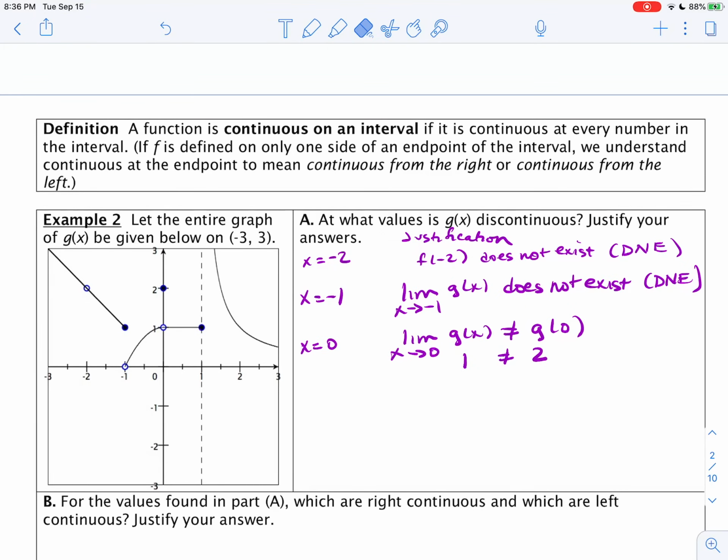Hopefully that's helpful. And then we also have that it is discontinuous at x equal to 1. And why is that? We do have that g of x does have an output, because g of x is this output, it does equal 1, but the limit as x approaches 1 of g of x does not exist. Okay, and that is because the limit from the left is 1, but the limit from the right is infinity.